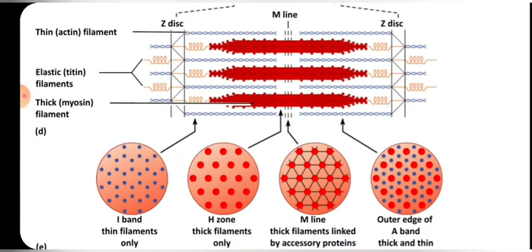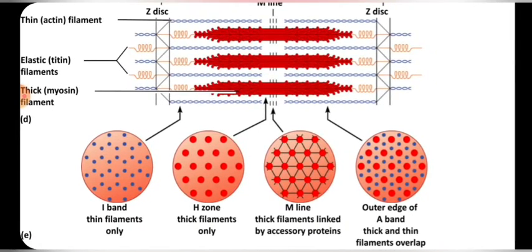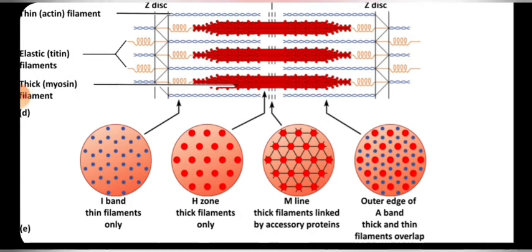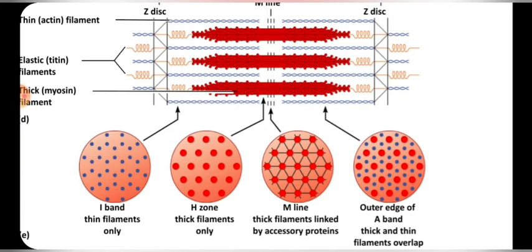The arrows point to the I band, which is comprised of thin filaments, in the first circle. The second circle shows the edge zone with thick filaments only. The third circle shows the M line, which has thick filaments linked by accessory proteins. And the fourth circle depicts the outer edge of the A band, which has thick and thin filaments overlapping.